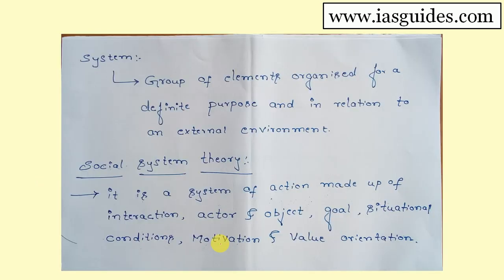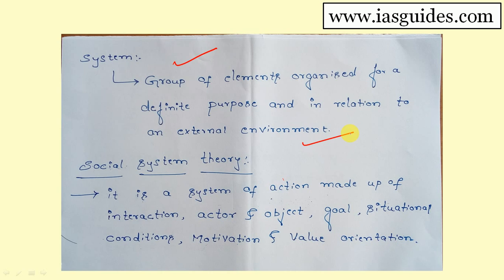Now let us see what is the meaning of a system, because here we are talking about social system theory. That is the reason we have to define what a system is first. A system is defined as a group of elements which are organized for some kind of purpose, and those elements are related to the external environment. In simple language, a group of elements organized for some purpose, related to the external environment also. That is what is known as a system.